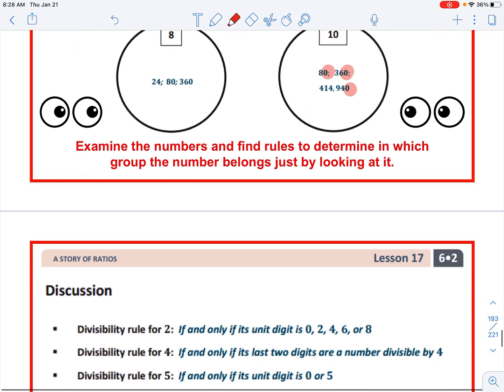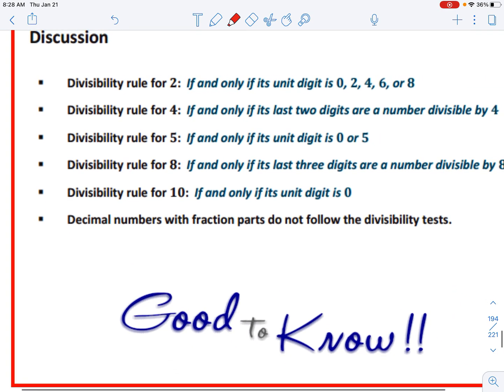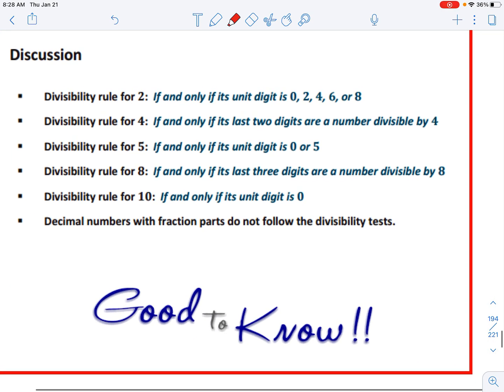All right, now, here are the divisibility rules. For 2, if and only if its unit digit, which means the number in the ones place, is 0, 2, 4, 6, or 8. The rule for 4, if and only if its last 2 digits are a number divisible by 4. The rule for 5, if and only if its unit digit is 0 or 5. The divisibility rule for 8, if and only if its last 3 digits are a number divisible by 8. And the divisibility rule for 10, if and only if its unit digit is 0. So the hard ones here to remember are 4 and 8.